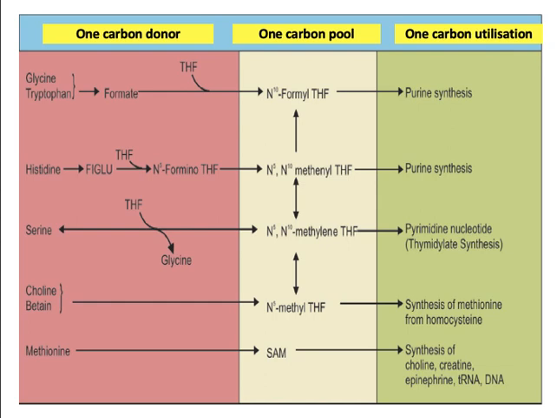Serine converts to glycine, and the one carbon group reacts with tetrahydrofolate to form N5-N10-methylene tetrahydrofolate. This is used for synthesis of pyrimidine nucleotide, that is thymidylate synthesis. N5-methyl-tetrahydrofolate formed from choline and betaine is used for synthesis of methionine from homocysteine. SAM, S-adenosylmethionine, a one carbon pool formed from the donor methionine, is used for synthesis of choline, creatine, epinephrine, tRNA, DNA, norepinephrine, serotonin, etc. This is all about one carbon metabolism.